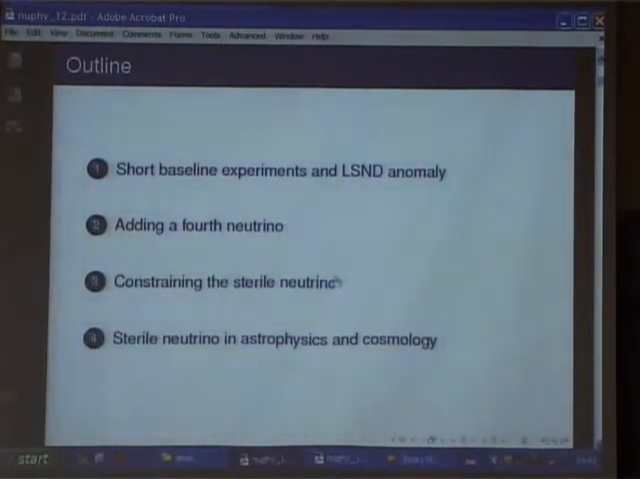Then we'll see what we did to constrain this sterile neutrino, to see what its mass can be, to see what its mixing with normal neutrinos can be. And then I will show you that if such a neutrino actually exists, it can play an important role in astrophysics and cosmology. So this I will just mention, and perhaps at the end of the course, when you have some special talks on astrophysics and cosmology, we will go into this part. But right now, let's only deal with oscillation.